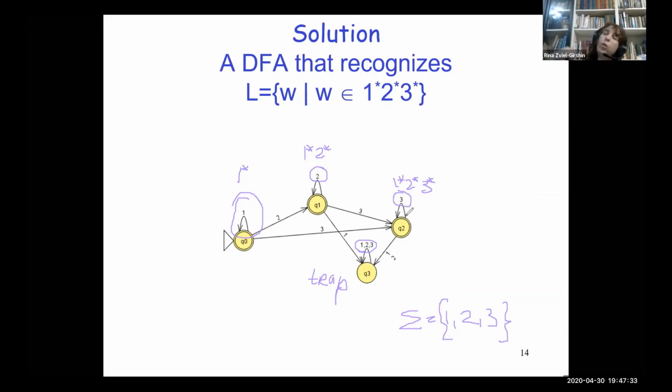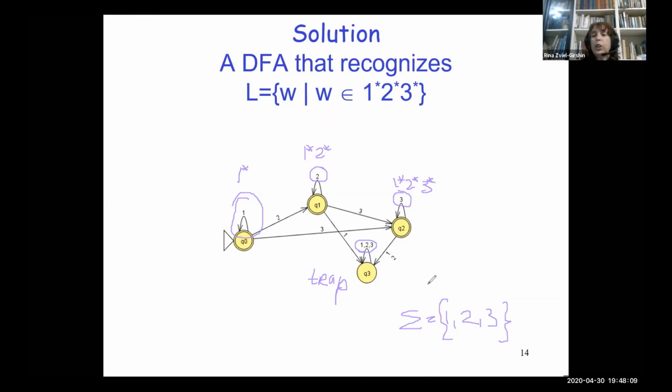So I have only one state to complete, Q2. In Q2, on 3 I know what to do, I stay in Q2. On 1 and 2, I didn't define what to do. After getting the prefix of 1s, the middle part of 2s, and the suffix of 3s, I can't accept any 1 or 2. So on input 1 or 2, once again, we move to the trap state Q3. Any questions about this DFA? Okay.